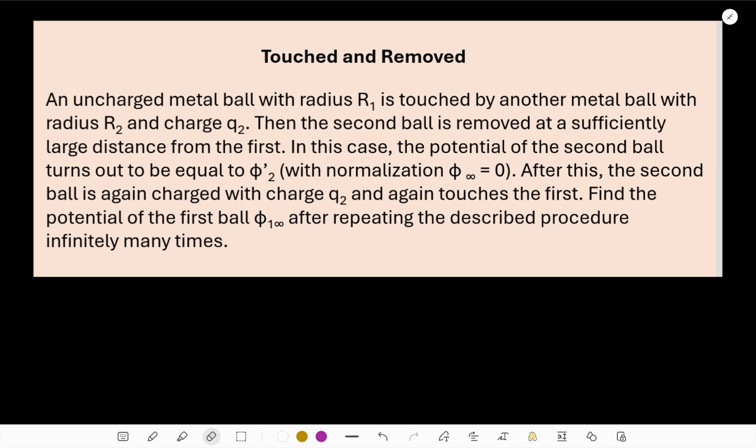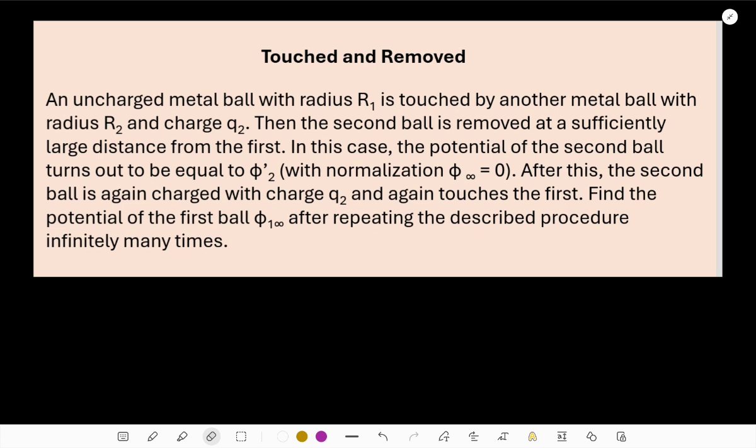After this, the second ball is again charged with charge q2 and again touches the first. Find the potential of the first ball after the described procedure is repeated infinitely many times.